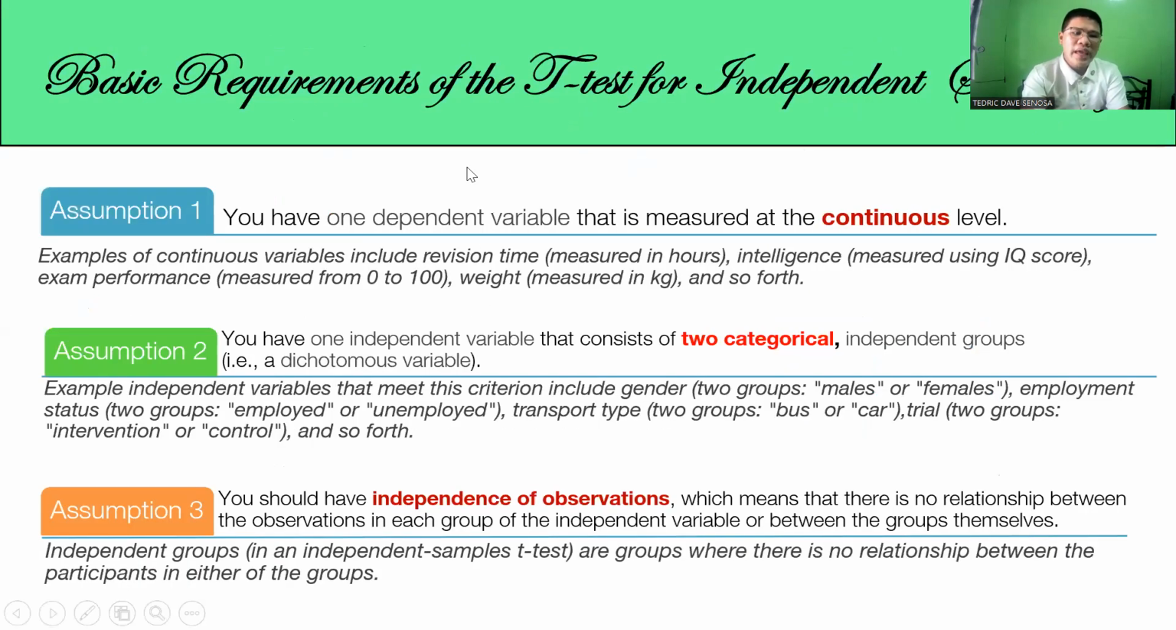So now, before we have the t-test, of course, there are requirements first. The first assumption or requirement for t-test in the independent sampling, you have one dependent variable at a continuous level. So, one dependent variable and continuous. We will review. Your one dependent variable here is your degree of interest in mathematics. I'll just put it here. And then, how would we know if it is in continuous level?